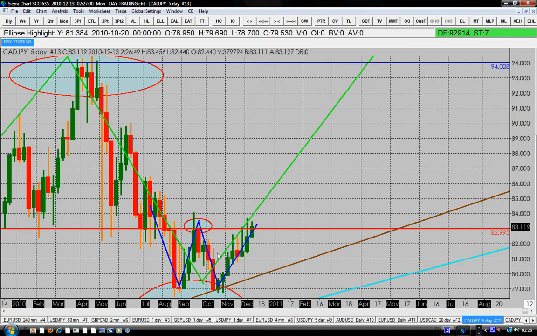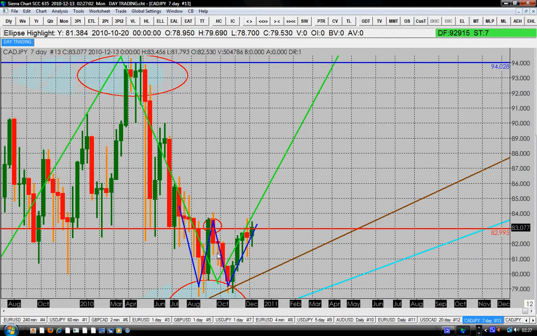I will show you quickly the 7 days to satisfy those who use 7 days. This is the 7 days weekly chart. We have again another double bottom formation here. Exactly, you see, down, up, down. The price went down and displays a double bottom here on the 7 days weekly chart.